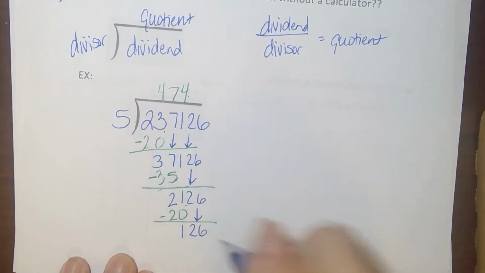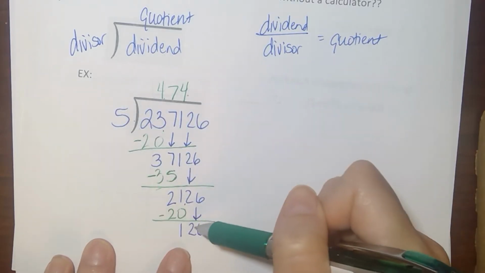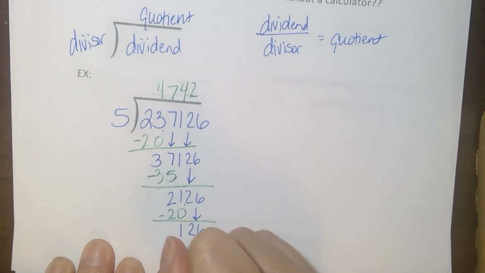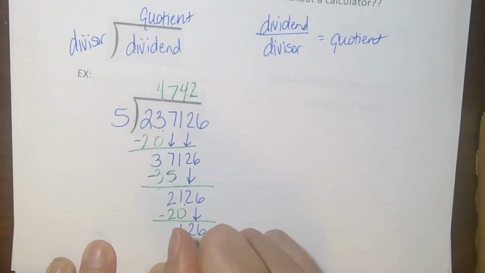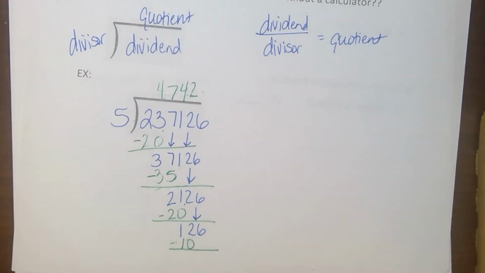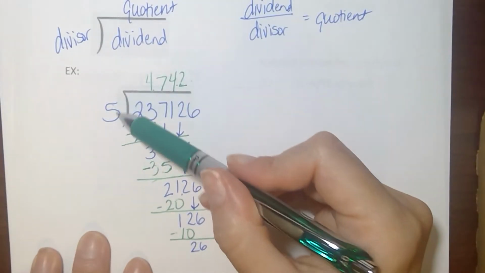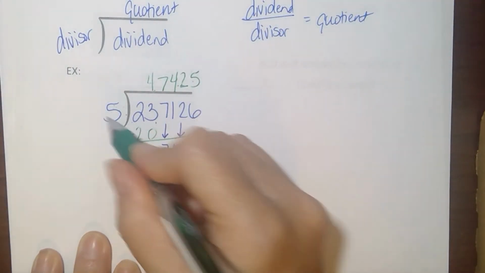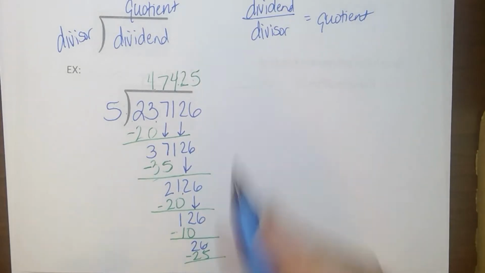Bring down my remaining digits, keeping things lined up. Ask my question, how many times does 5 go into 12 this time? And that's 2. Then I multiply. 2 times 5, my quotient line times my divisor, gives me 10. And when I subtract this time, I get 26, and I've almost run out of room. One more time: how many times does 5 go into 26? Well, it goes 5 times. 5 times 5 is 25, and when I subtract, I have 1.